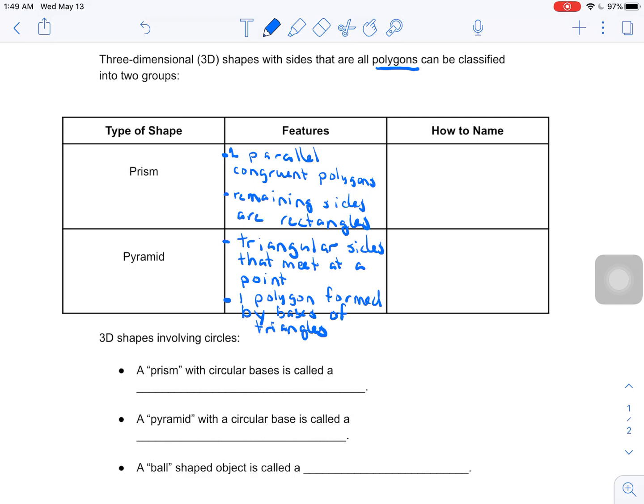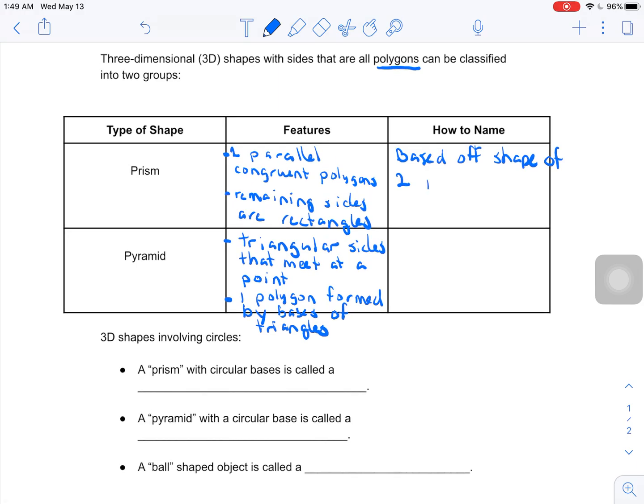So there are different types of prisms and there are different types of pyramids because they can come in different shapes. So we can actually name them. We could say this is a prism or this is a pyramid, but we can also name them based off of the different shapes. So how you name a prism, you name a prism based off of the two parallel congruent polygons. It's based off of whatever shape those are.